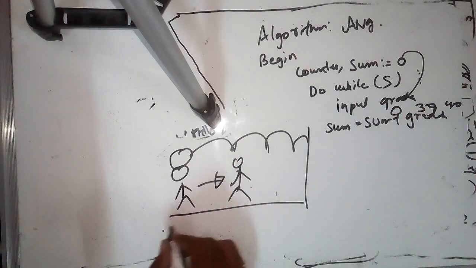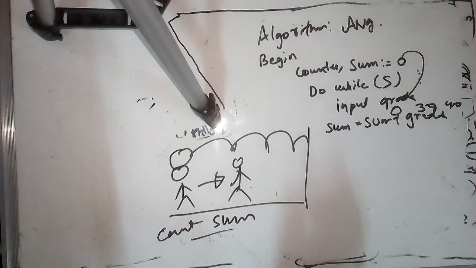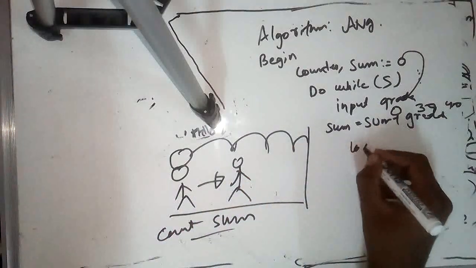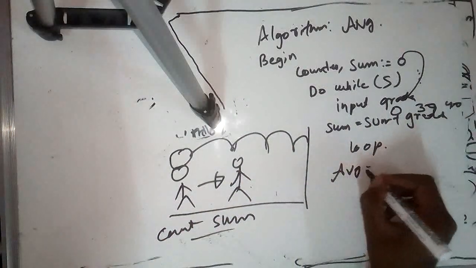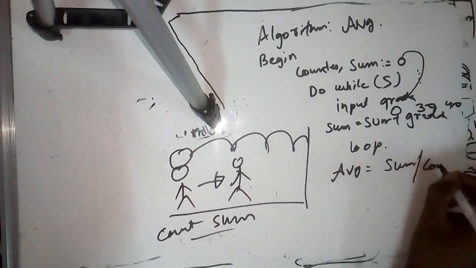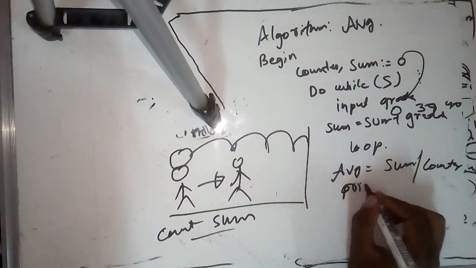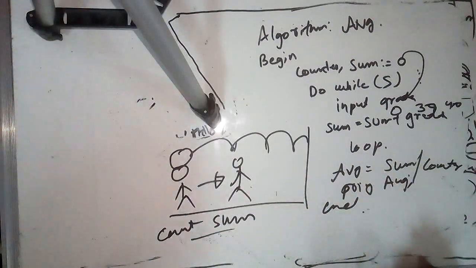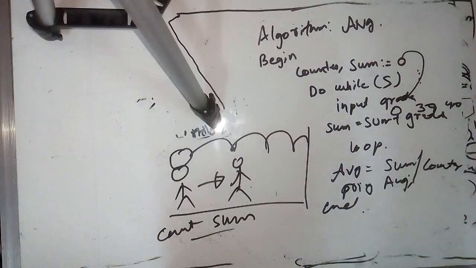And with respect to that, this algorithm will also count the number of students, the sum of number of students, as well as calculate their grades, right? So the average will be sum by counter, right? And then you have to print this average, I am writing it as avg, and then you have to end it. This is how you will represent this pseudocode for the student and grade problem.